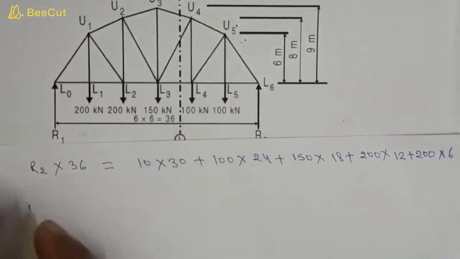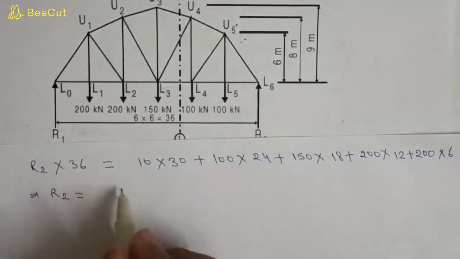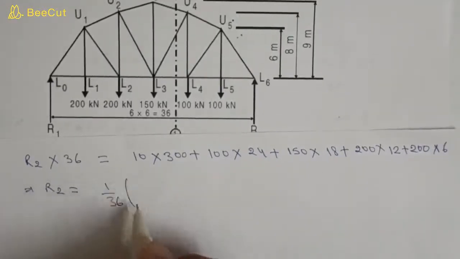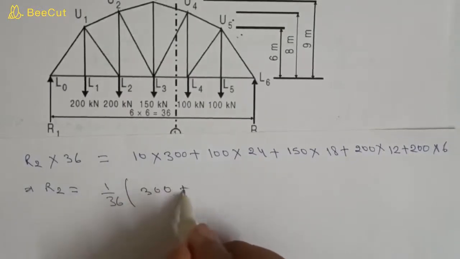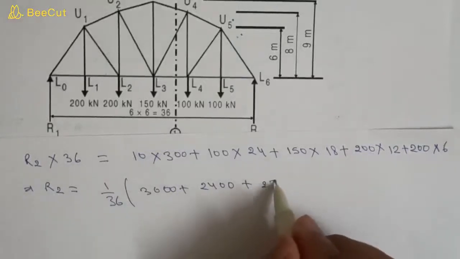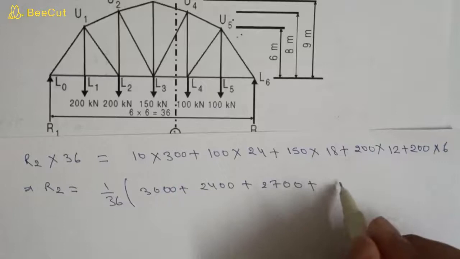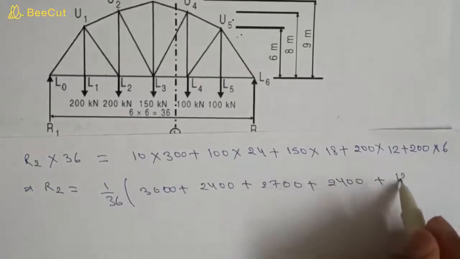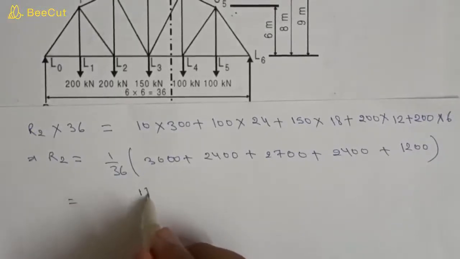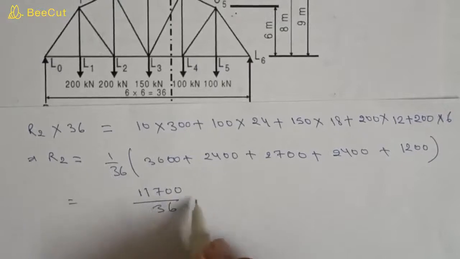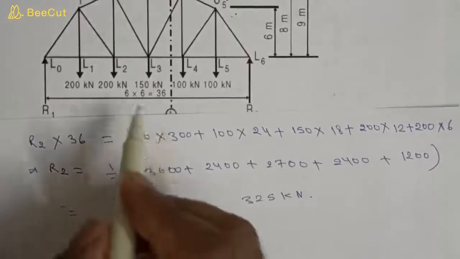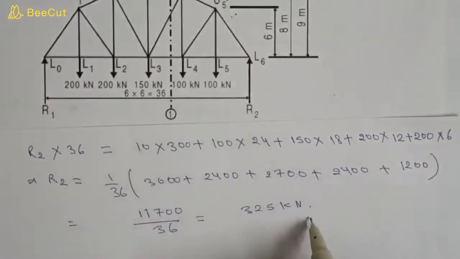Okay, so if we find R2 from here, R2 will become 1 by 36 into this is 3000, plus 2400, plus this will become 2700, plus this will become 2400, plus this will become 1200. So if you add all, then it will become 11700 divided by 36, so it will become 325 kilonewton. Okay, so R2 is 325 kilonewton, so we have to find R1.